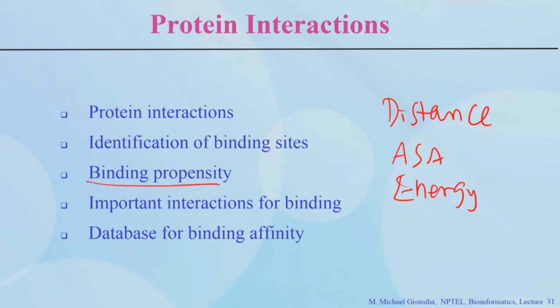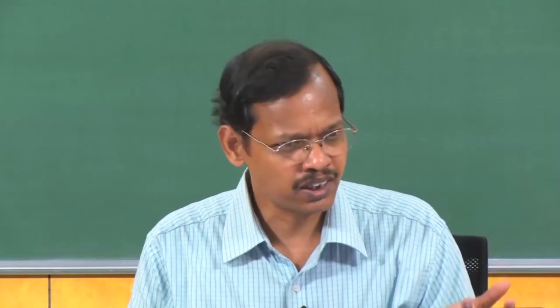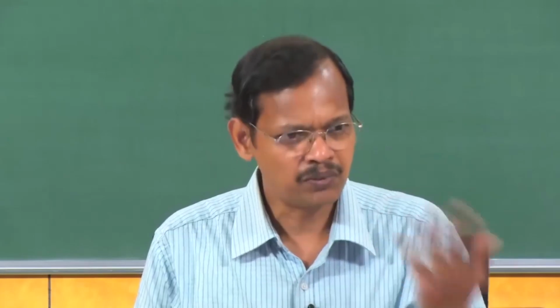What is binding propensity? This is the tendency of each residue to be at the interface. If 8 out of 10 alanines are in the interface, we can say that they prefer to be at the interface. Then we identify the residues and residue pairs, and from that we can see what the probable interactions are. For protein interactions, we discussed the importance of a few interactions like electrostatic interactions, cation-pi interactions, and aromatic interactions.